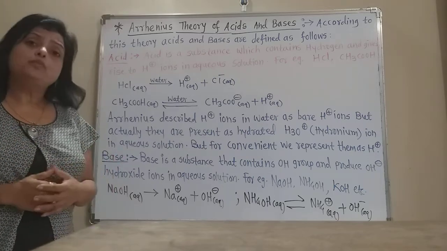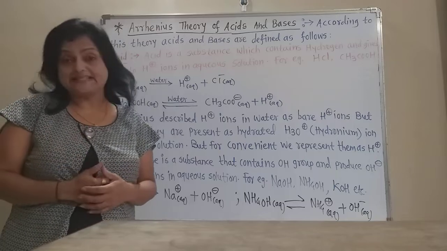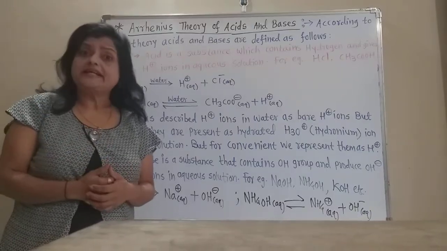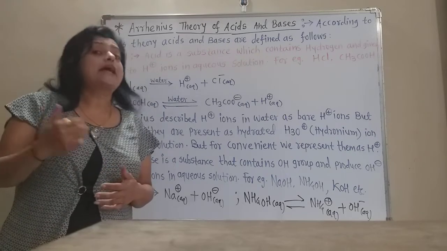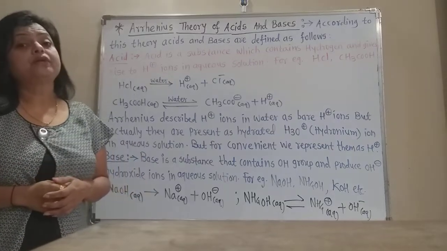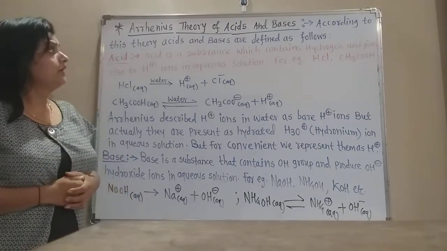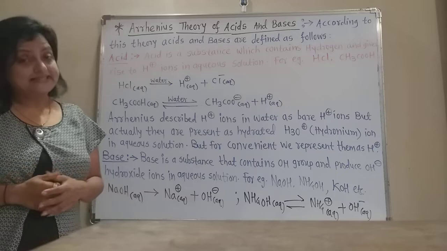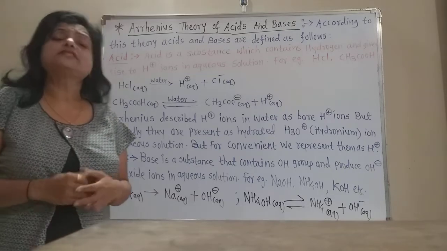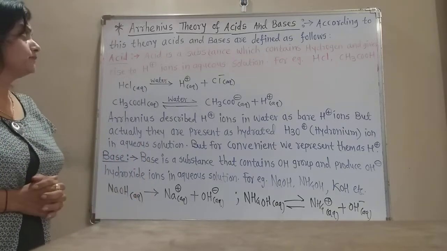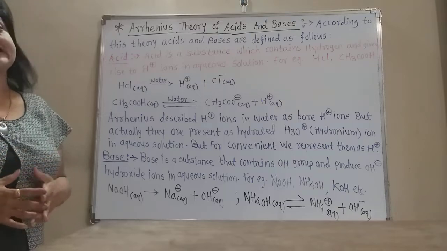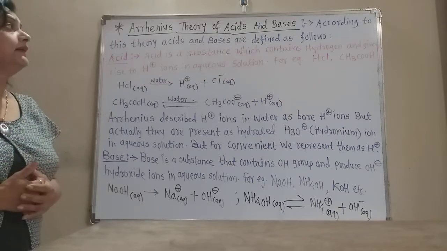Now let us learn more about the acids and bases. Now we also learned about the strong electrolytes, that are the strong acids and strong bases which almost completely ionize. So in that again we learned about strong acids such as HCl, that is hydrochloric acid, nitric acid, sulfuric acid, these are the strong acids. Now let us learn more about acids and bases in these different theories.